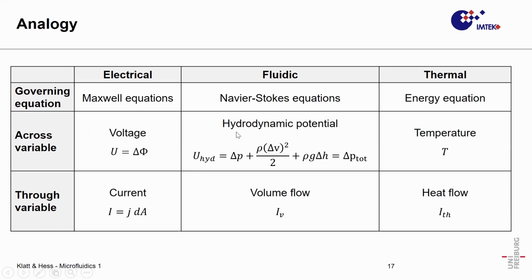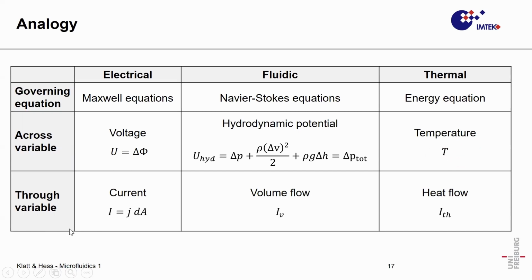And it's quite similar in the fluidic world. Here you have the hydrodynamic potential, which is the cross variable. And the hydrodynamic potential in the fluidic network theory is defined like this. It's basically just the total pressure, which consists of the static pressure, the dynamic pressure, and then a pressure which is induced by height change. And in thermal problems, the cross variable would be the temperature.